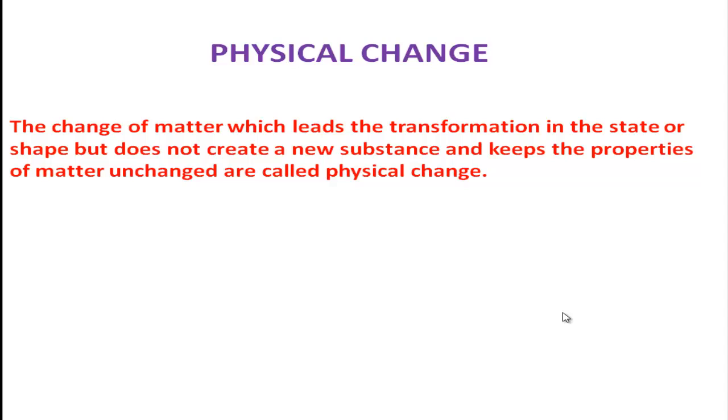Solid, liquid and gas. So the change of a matter in which only the physical state changes, that means either a solid can turn into its liquid state, or a liquid substance turns into its gaseous state, or a solid substance turns into its gaseous state. In this way, only the physical state or its shape will be changed, but properties remain unchanged. That means no formation of any new substance from the previous substance. So this type of change is called physical change.